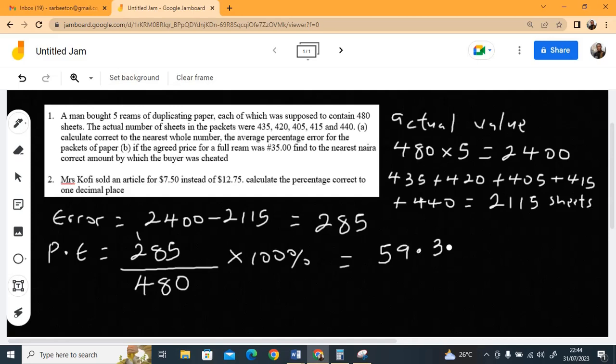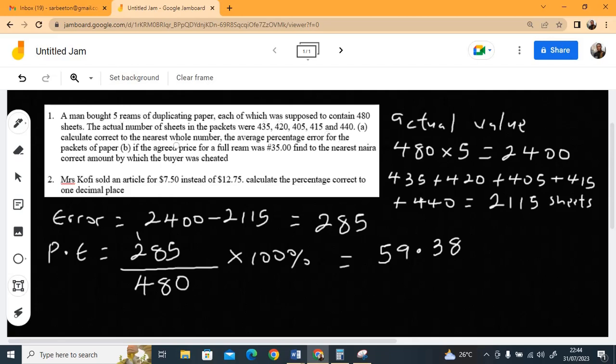59.3. That's a 3 when you approximate 38. Now, the question says: calculate, correct to the nearest one, the average percentage error for the packet of paper. Now these numbers there, there are 5 numbers there.